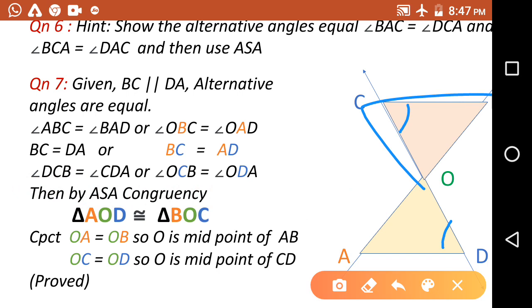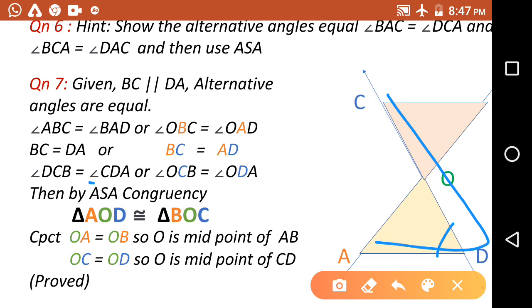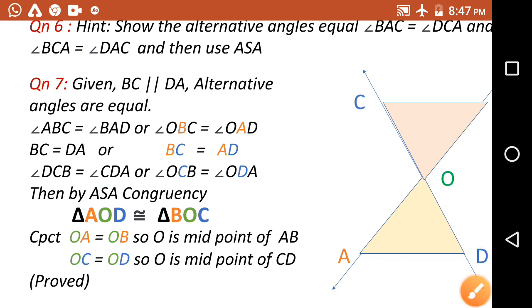Okay, so OCB is written, and the other one, here you can see this angle, this angle. So this angle is marked as CDA, so in the place of CDA we can write ODA, like that. Okay, so one angle, one side and one angle are found equal. So by using the rule angle side angle, we can say that triangle AOD.